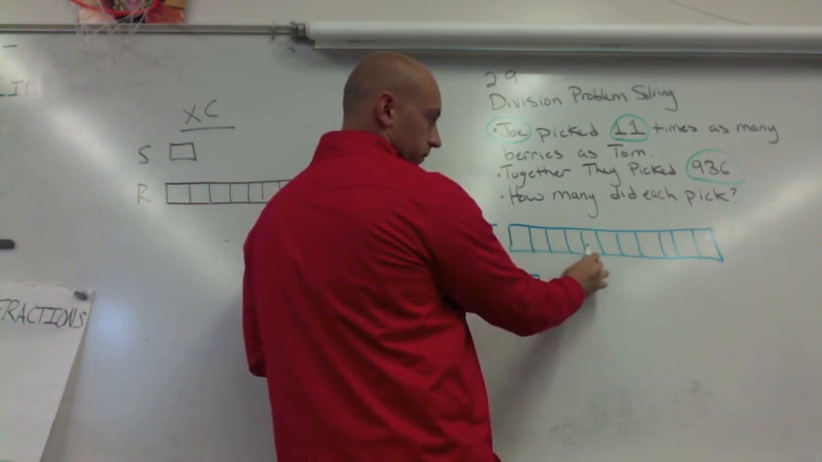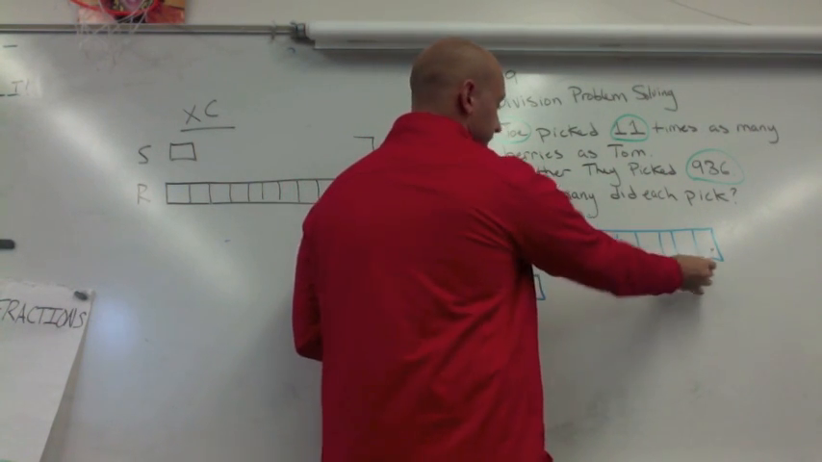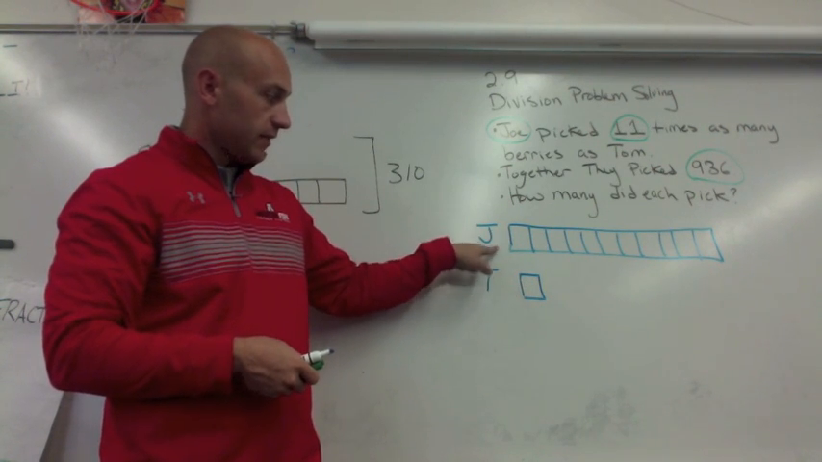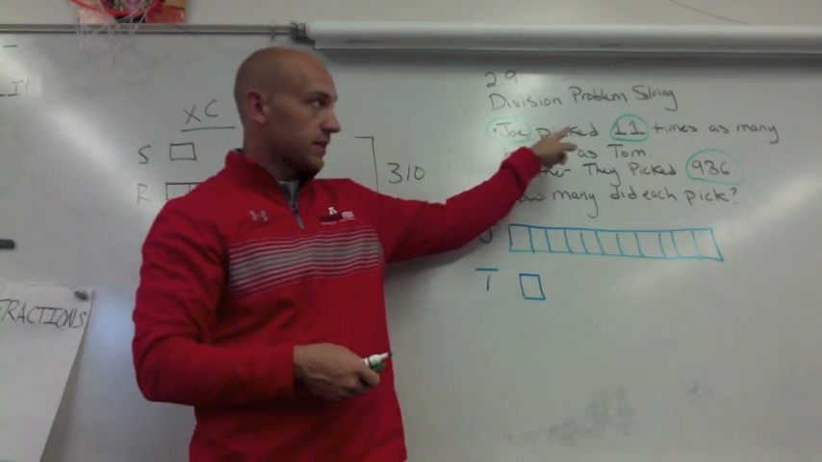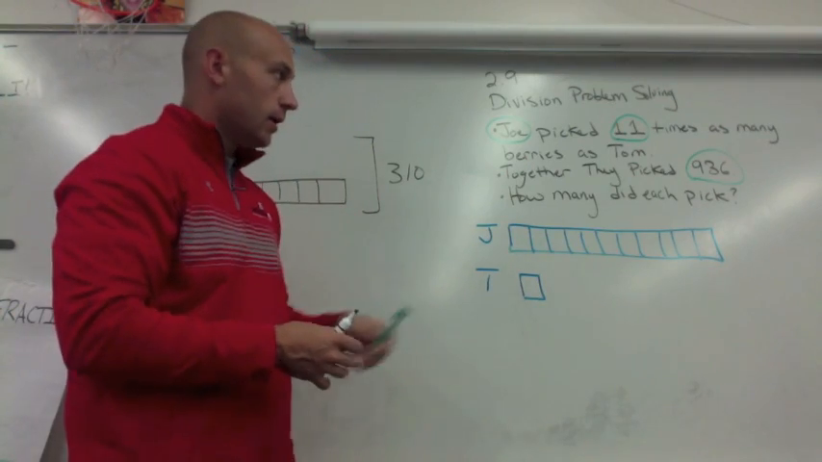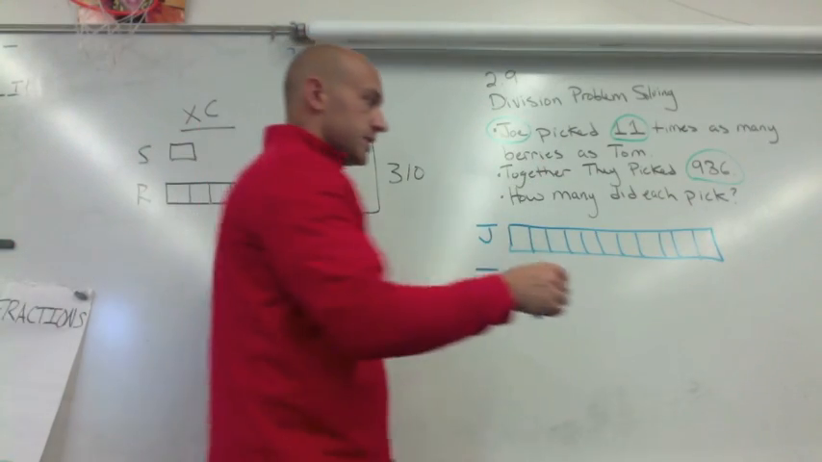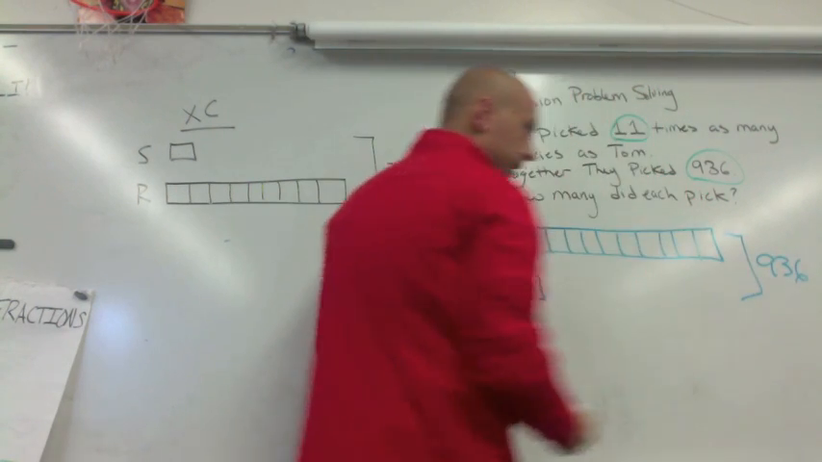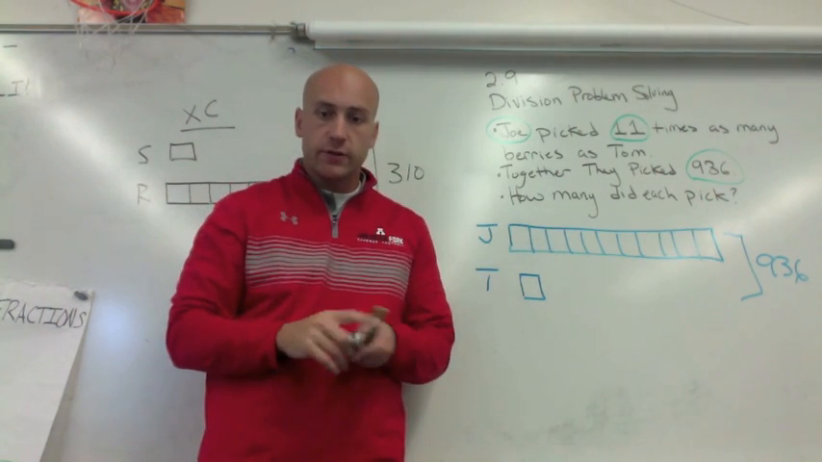1, 2, 3, 4, 5, 6, 7, 8, 9, 10, 11. So we have 11 boxes here and one box. So Joe has 11 and Tom has 1 because Joe picked 11 times as many. And all together they picked 936. So that is all the information we need to solve this problem.